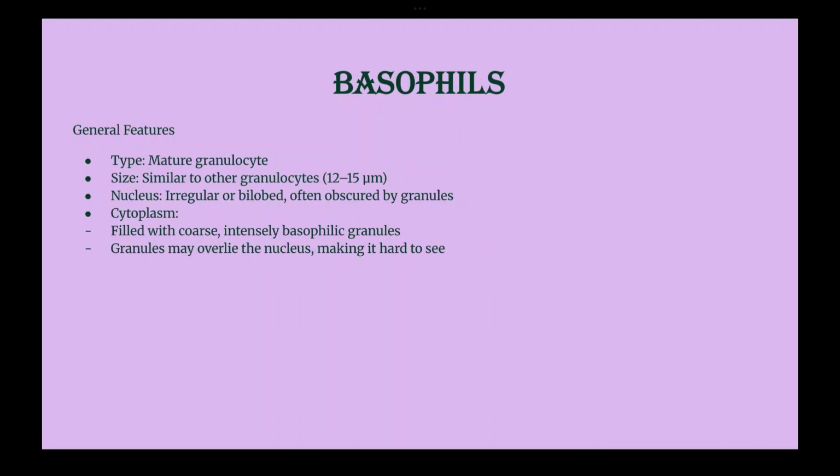Now basophils have general features such as mature granulocytes. They are said to be mature granulocytes because of the irregular or bilobed nucleus obscured by granules, because of the basic nature and maturation of the granules present here. The basophil is 12 to 15 micrometers, and the cytoplasm is filled with coarse, intensely basophilic granules, and they lie above the nucleus and make it hard to see the nucleus.